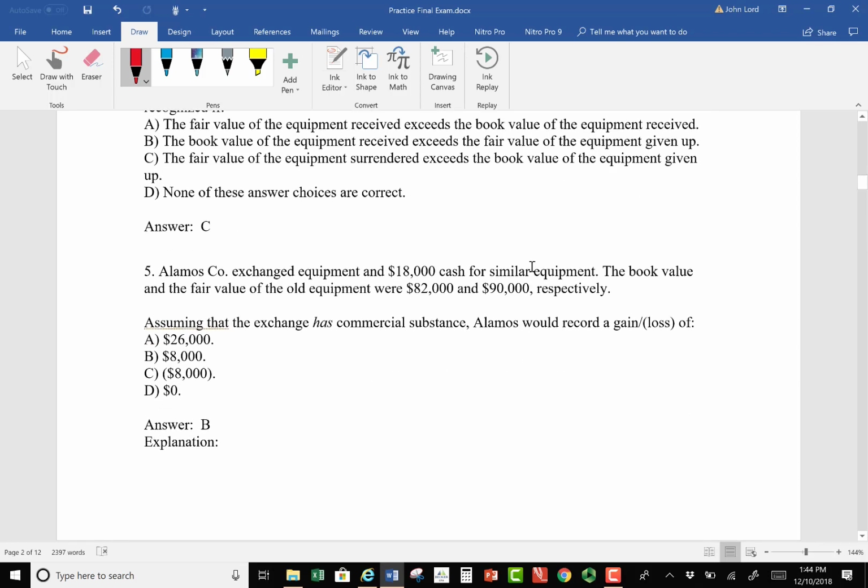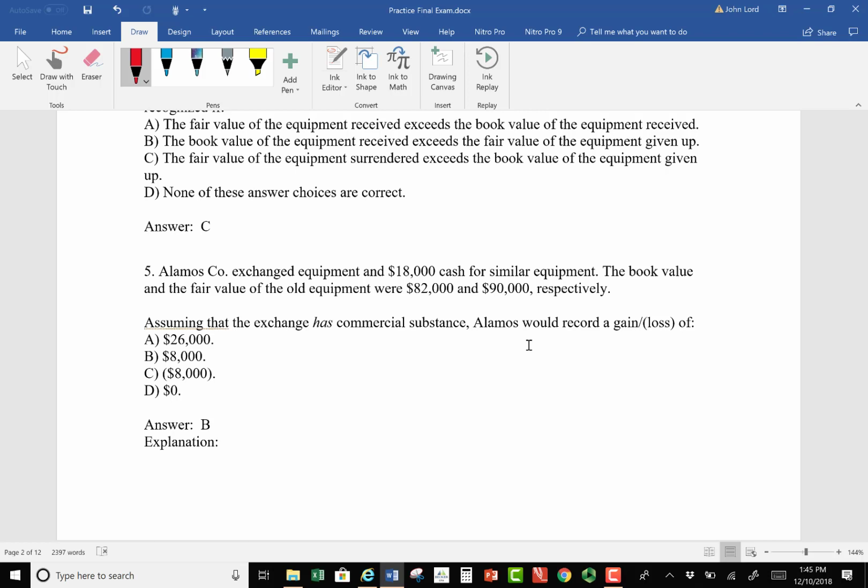Okay, number 5. Alamo exchanged equipment and $18,000 cash for similar equipment. The book value and fair value of the old equipment were $82,000 and $90,000, respectively. Do you guys understand what it means when it says respectively? Sometimes I get students during a test who will say, what's respectively? That means that the first one applies to the first number, the second one applies to the second number. So book value is 82, and fair value is 90.